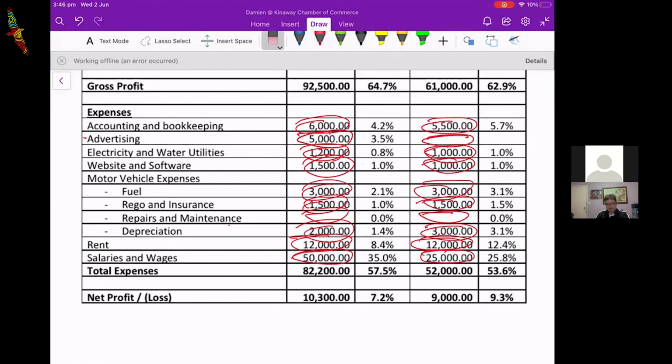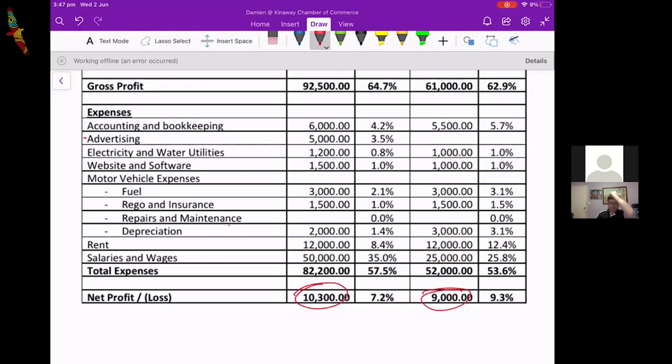Okay, so let's have a look at the total expenses. The total expenses have gone from 52,000 to 82,200. And we will look at the common size income statement for the total expenses. So they have increased, and they've gone from 53.6% to 57.5%, which is reflected in the expenses. They've increased. So again, we now look at the net profit, and her net profit has gone from $9,000 last year to $10,300 this year.